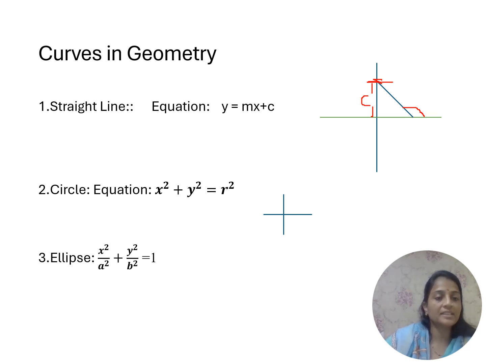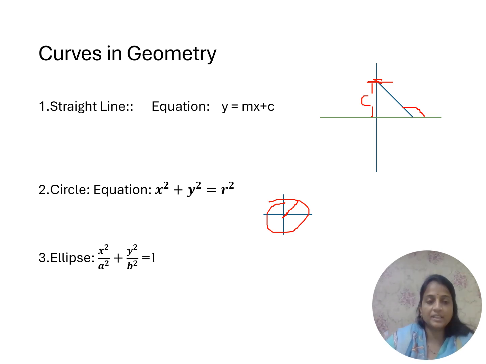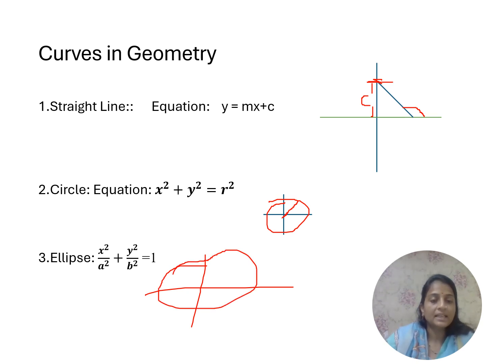The next figure is the circle. The equation of a circle in standard form is x² + y² = r². The figure of a circle is this type of figure, where the center is (0, 0) and the radius is r. Next, the equation of an ellipse is x²/a² + y²/b² = 1. The diagram of the ellipse is this oval-shaped diagram, known as an ellipse.